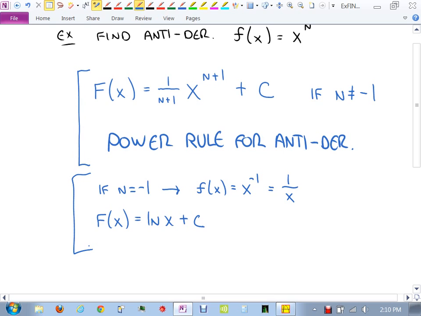So now we've covered it. If n is any number other than negative 1, we use the top one. If n is negative 1, the antiderivative is natural log of x. Okay. Y'all all right with this? We're going to try another example with that in mind.